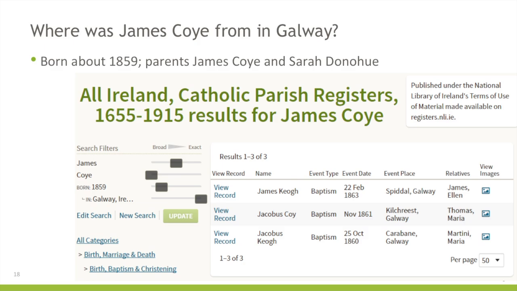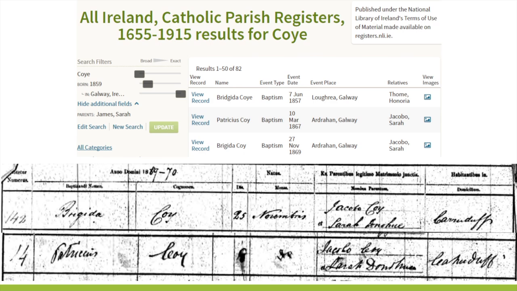And that was 1861, and a Jacobus Keogh in 1860. But as you can see, none of the parents' names here on the relatives on the right-hand side are James Coy and Sarah Donoghue. So we're frustrated. We can't find the exact person that we're looking for. But since we know the parents, what we can try and do is searching by the parents' names. So we weren't able to find where James was born, but typically families had more than one child, so there might be a good chance then that we could find siblings of James recorded in the registers.